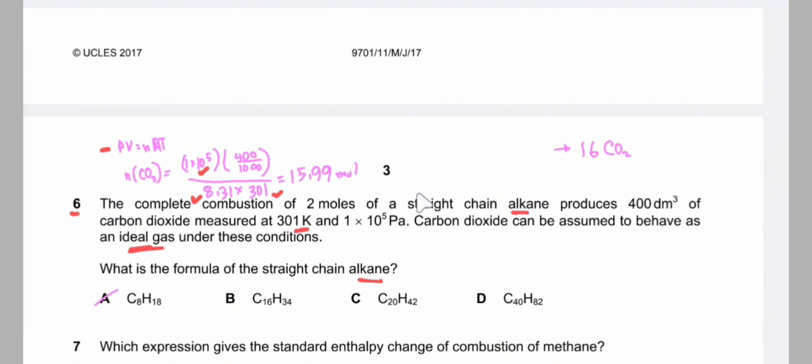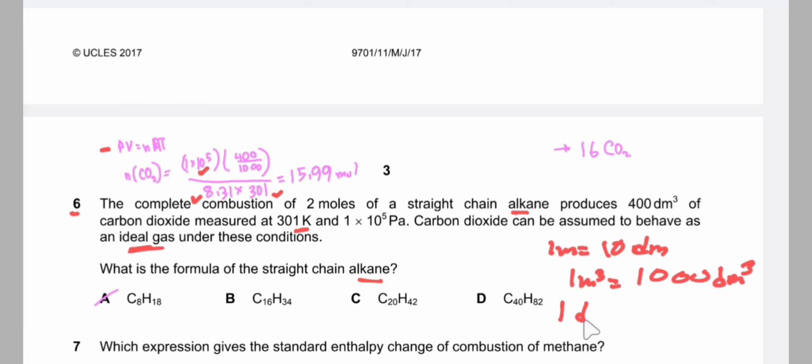But the volume is in dm cube, and we know that 1 meter is equal to 10 decimeter, so 1 meter cube is equal to 1000 dm cube. We need to convert dm cube to meter cube, so 1 dm cube is equal to 1 by 1000 meter cube. So we convert 400 dm cube to meter cube and find the number of moles, that is 15.99 mole, approximately 16 moles of carbon dioxide.